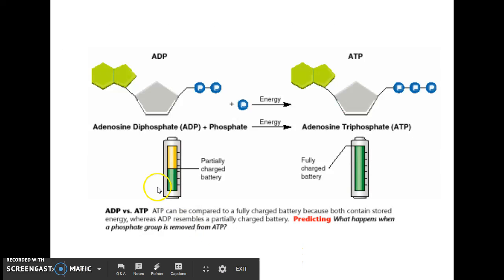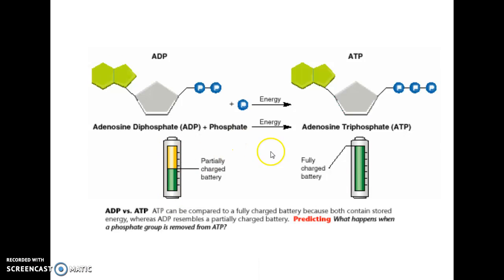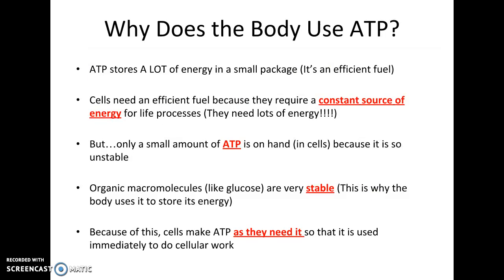Here's another picture of that. So the ADP still stores energy, it's just not as powerful, and then the ATP molecule has a full amount of energy. So some other things to remember are that glucose is a super stable molecule, and that's how our cells store that energy. But then in order to use it, they have to quickly convert it to ATP and then use it right off. And ATP has a ton of energy storage, so it's a super efficient fuel.